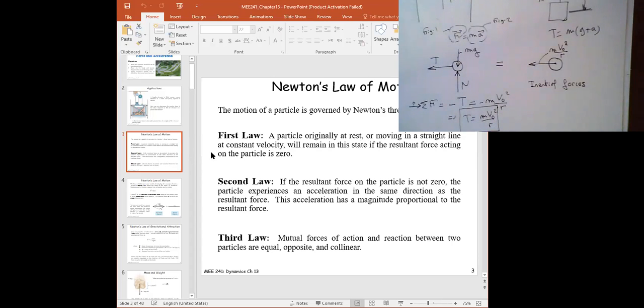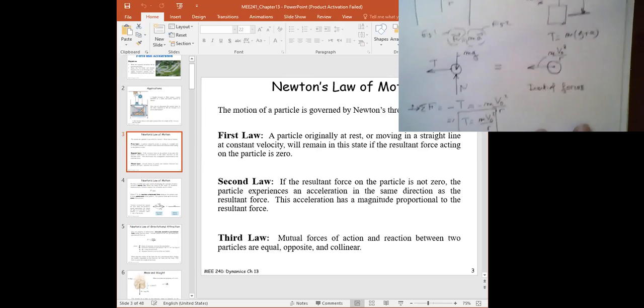Right, so always, for you to be able to change the direction of an object that is going at a constant velocity, you always have to apply a force to move it. The second law is what we did: F = ma. And the third law is that if I have two objects, the forces between them are equal and opposite.